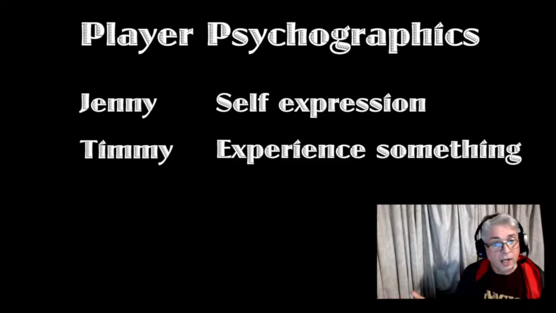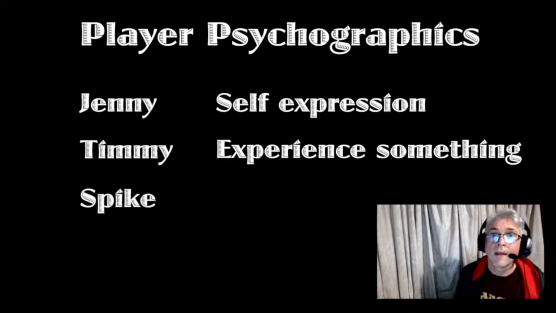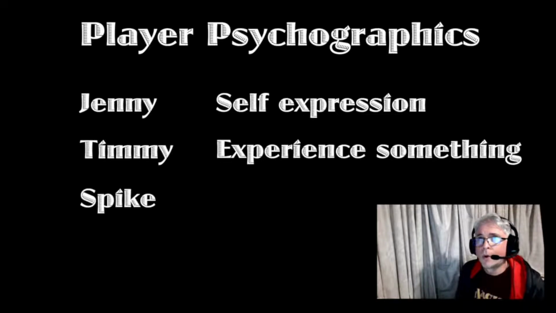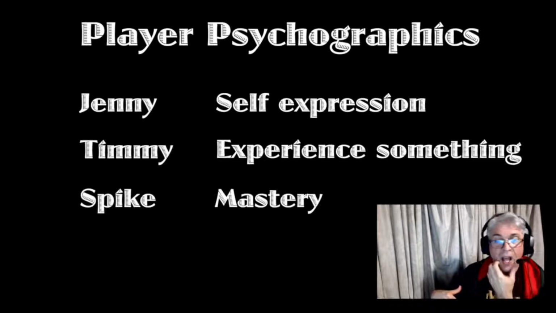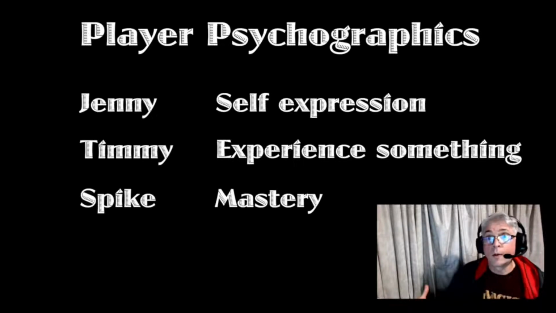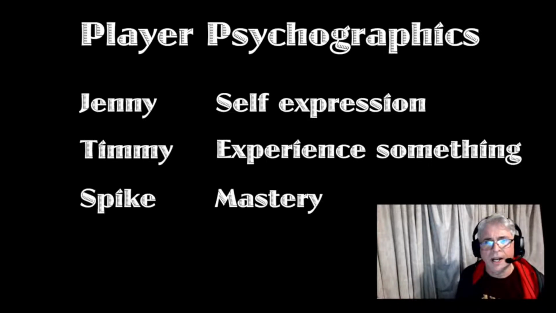So the third psychographic is the Spike, and that's the person who wants to win, but more nicely, they're the person who wants mastery of the game. So they are about becoming really good at it and being able to do stuff. So your speedrunners will be a sort of Spike/Jenny combination.